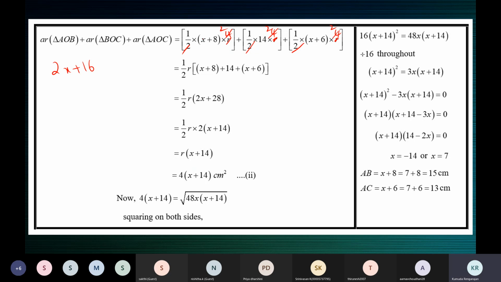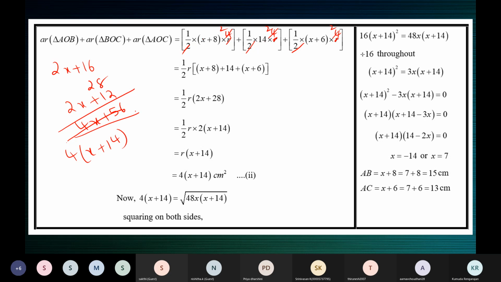Then when you multiply here, 2 into 14 is 28. And then here, 2x plus 12. And when you add everything, you'll get 4x plus, what is this, 28 is 56. Okay, then you'll take out 4 common and you'll get x plus 14. The same thing. Please apply the value of R, which is 4.